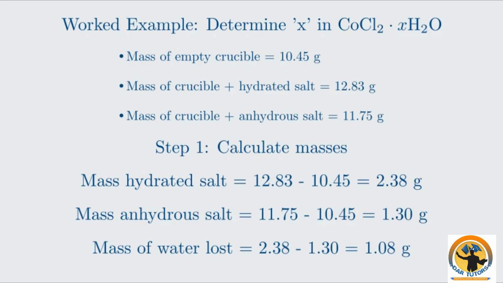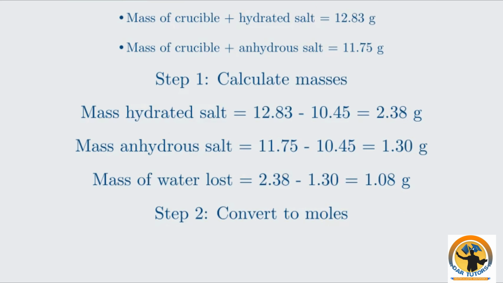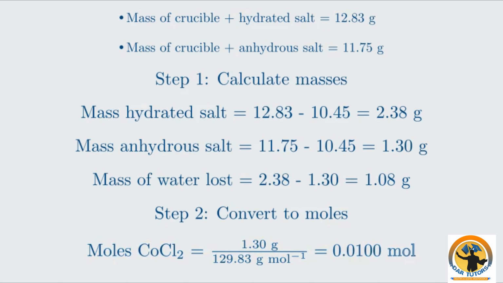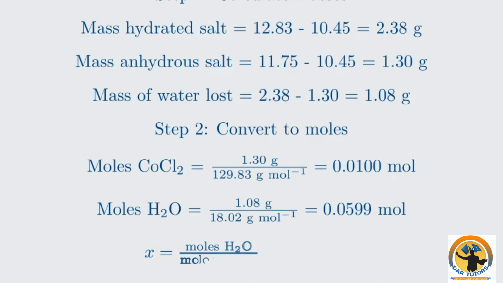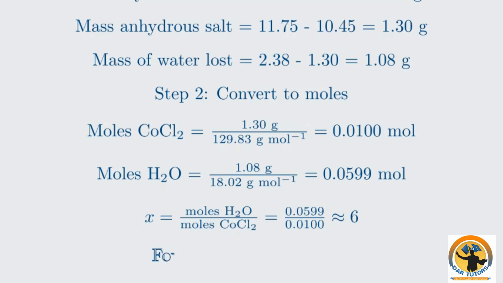Now we need to find the mole ratio of the anhydrous salt to the water. The molar mass of CoCl2 is 129.83 g/mole. So 1.30 grams divided by this gives 0.0100 moles of CoCl2. The molar mass of water is 18.02 g/mole. 1.08 grams divided by this gives 0.0599 moles of H2O. To find X, we find the mole ratio of water to the anhydrous salt. X is 0.0599 divided by 0.0100, which is approximately 6. Therefore, the formula of the hydrated salt is CoCl2.6H2O. Note that the significant figures were rounded at the end.